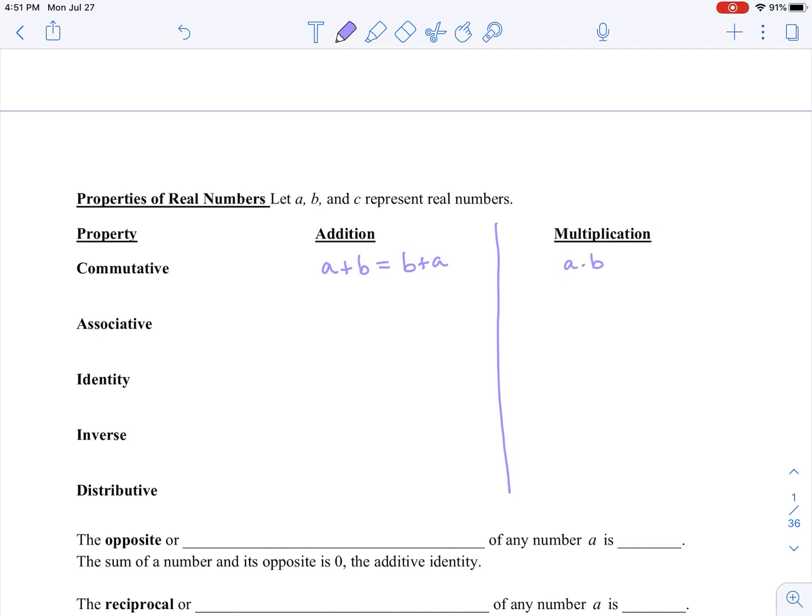And then with multiplication, a number times a different number equals that different number times the original number. So again, switching: A times B equals B times A.